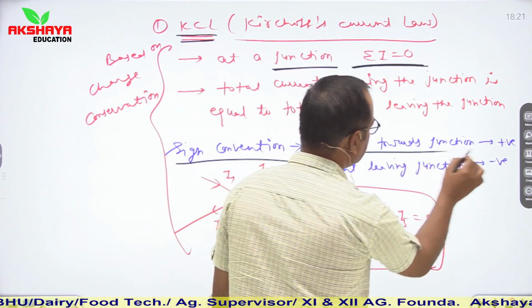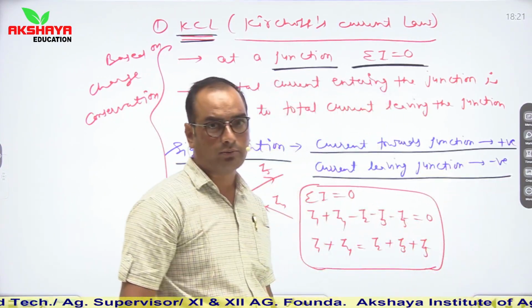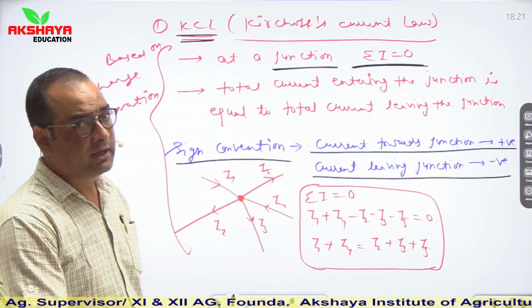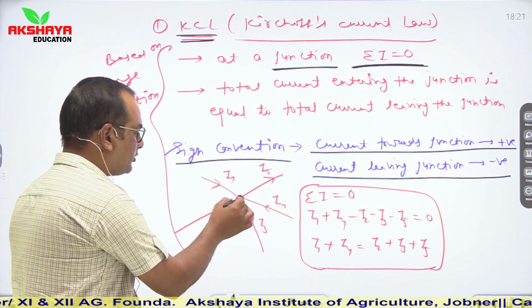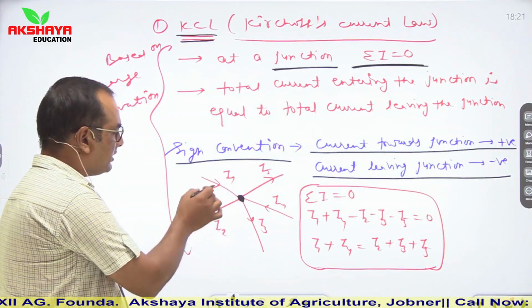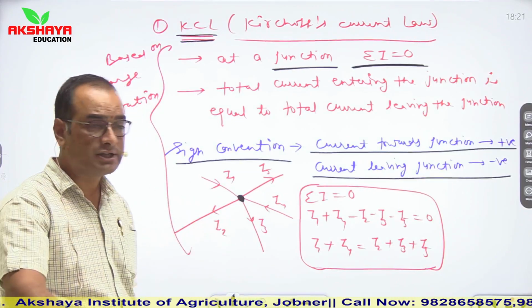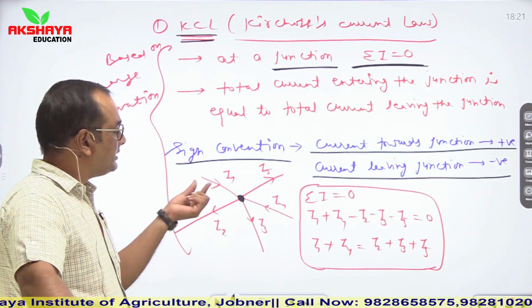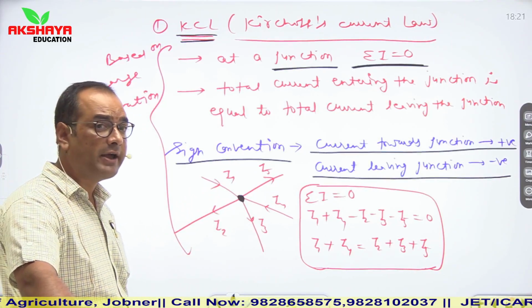So current toward the junction is taken as positive and current leaving the junction is taken as negative. Similarly, I am taking an example here. Let us say this is a junction point of an electric circuit where these 5 branches are meeting. Let us say these are the directions of different currents I1, I2, I3, I4, I5.